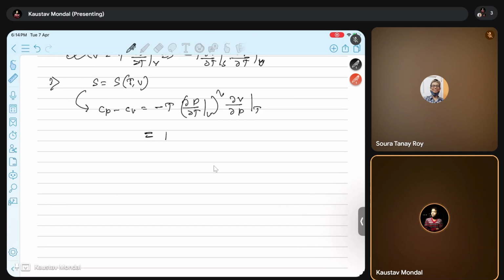So that would be TV into alpha square by kt, where you know alpha is 1 by V del V del T at constant P, and kt is minus 1 by V del V del P at constant T.